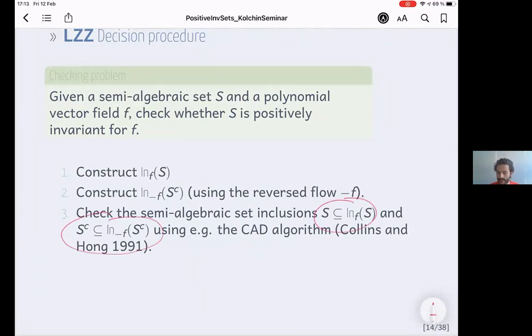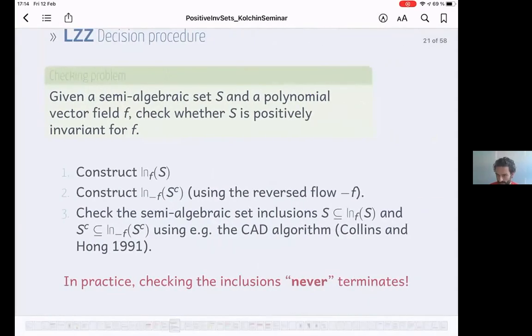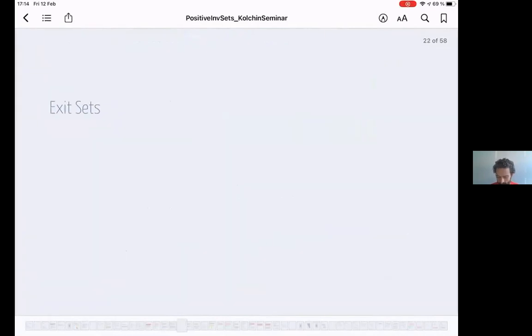And we can check for the inclusions because we can decide the elimination of quantifiers over the reals. So the problem is decidable. Well, it's decidable, right? But in practice, checking for those inclusions never terminates because the procedure is expensive, etc. So what I'm going to present next is a different characterization that lends itself to a much more efficient algorithm.